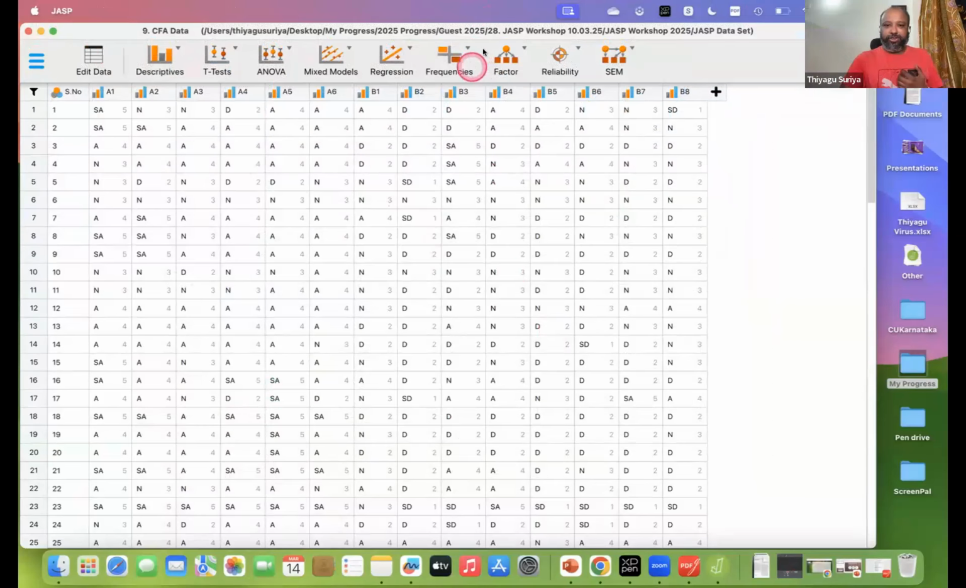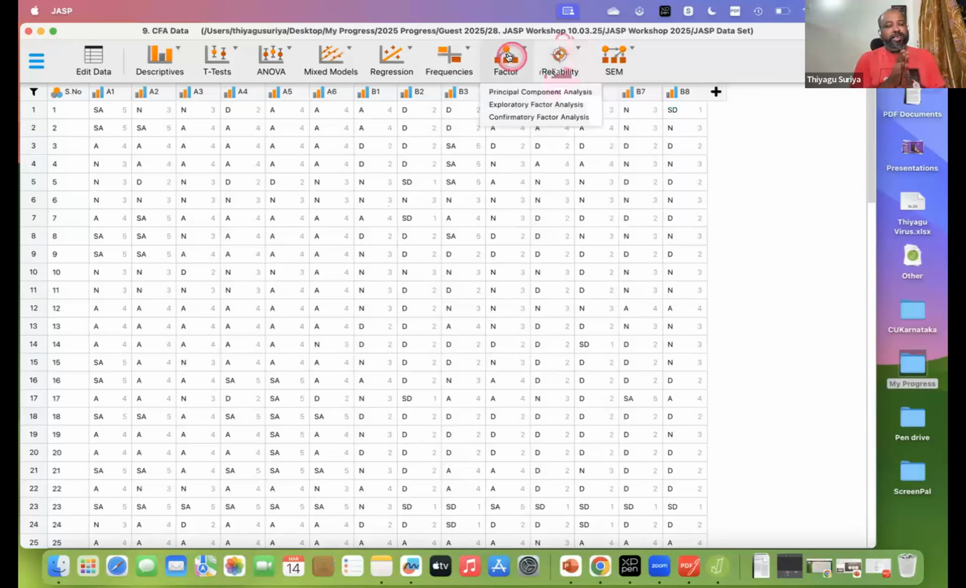So in confirmatory factor analysis, how many factors am I having? 14 factors? No, 2 factors. The theoretical model is already there. That's the reason which one I have to go. Which model? Go to reliability, factor.